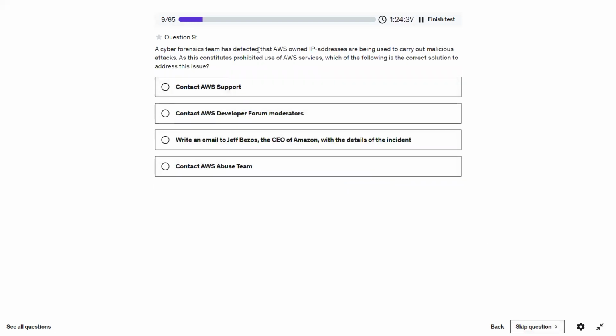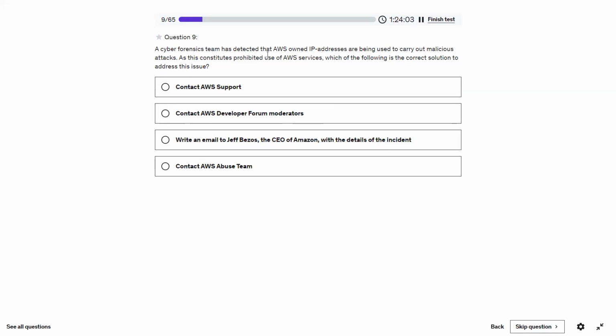A cyber forensic team has detected that AWS owned IP addresses are being used to carry out malicious attacks, which constitutes prohibited use of AWS. Which of the following is the correct solution to address the issue? So basically, let's suppose you are using AWS services, but your intention is wrong. Like you want to spam, or hack another computer. Someone found your IP, and from this IP you are doing DDoS attacks or malicious attacks.